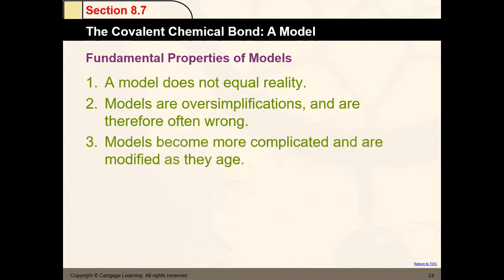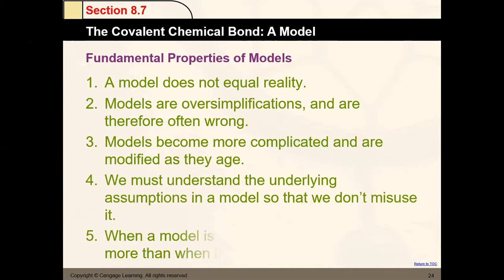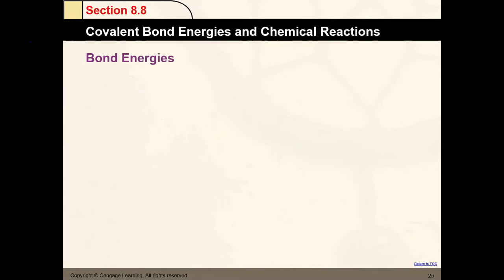Yeah, definitely. Well, similar to the models in fashion shows anyway. Models become more complicated and are modified as they age. Yes, because the models are evolving. For example, if there is a new study that says fluorine is not as electronegative as it was thought to be, well, then the model changes. Right? So we must understand that there are many assumptions. When a model is wrong, we learn as much as we can, so as not to make the same mistake with the other models.